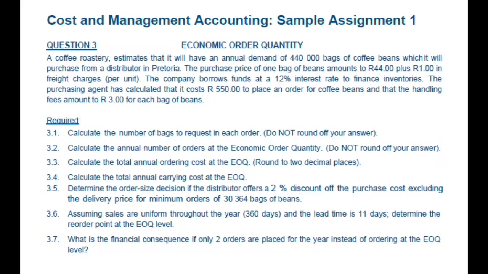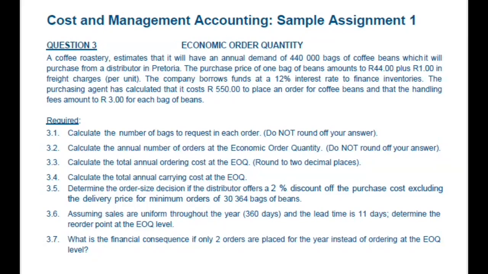And then we have those 7 things that we have to calculate. First one, calculate the number of bags to request in each order. We know that that is the economic order quantity. Then secondly, calculate the annual number of orders at the economic order quantity. And each time they say, do not round off your answer. Calculate the total annual ordering cost at the economic order quantity, round it to 2 decimals. Calculate the total annual carrying cost at the economic order quantity. Remember, at the economic order quantity, we expect those two to be exactly the same.